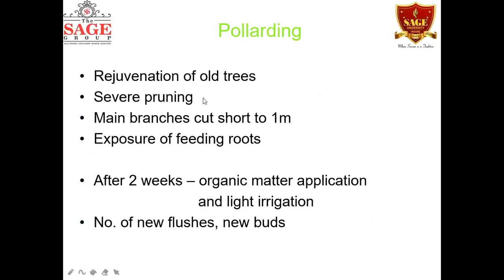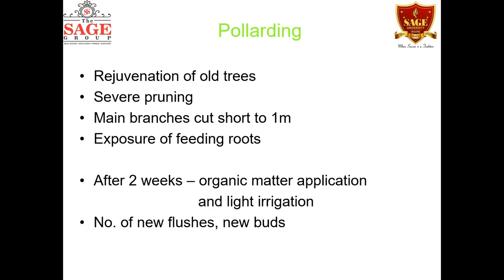Coming to pollarding, it is the rejuvenation of old trees. When trees are becoming very old and unproductive, not giving good crop yield, flowering or fruiting, at that time we can go for this rejuvenation. Rejuvenation is the same as in the case of mango. We have seen tall growing mango trees being cut at a particular height. There will be severe pruning, and branches will be cut at 1 meter height.